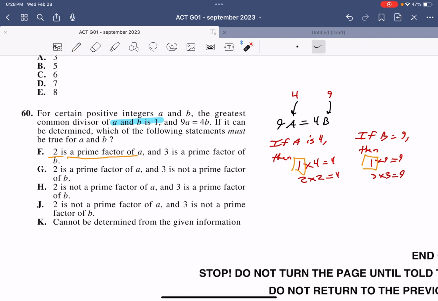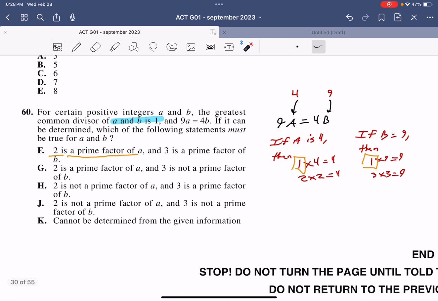So is the first choice correct? 2 is a prime factor of a. Well, it is. These are the prime factors, and we're saying 4 is a, so yes, 2 is a prime factor of a. And it says 3 is a prime factor of b. If b is equal to 9, and the prime factors of 9 are 3 and 3, then yes, 3 is a prime factor of b. So it works out that the answer for this one is the first one.